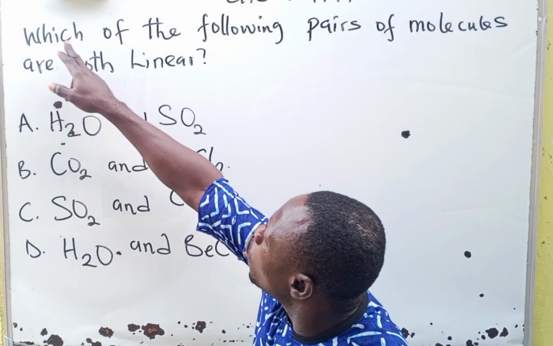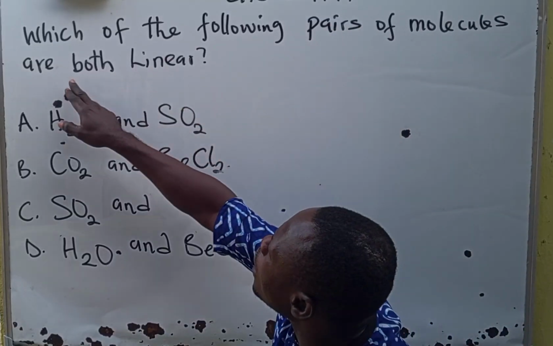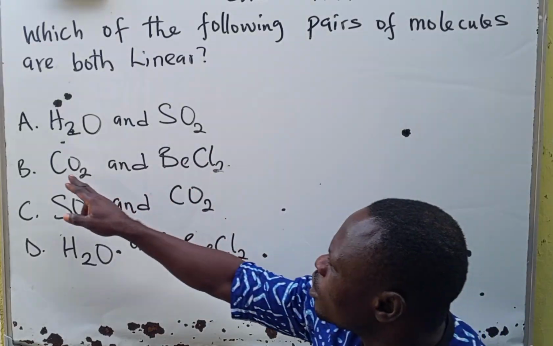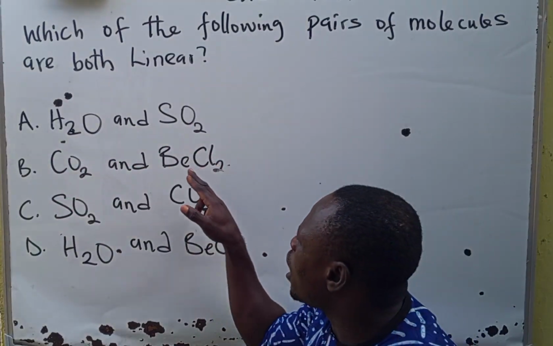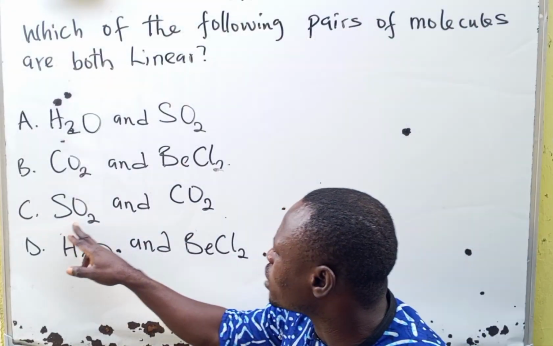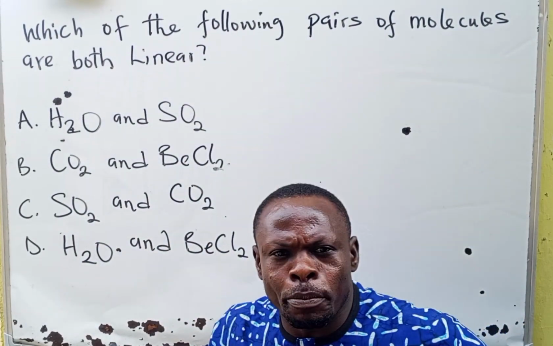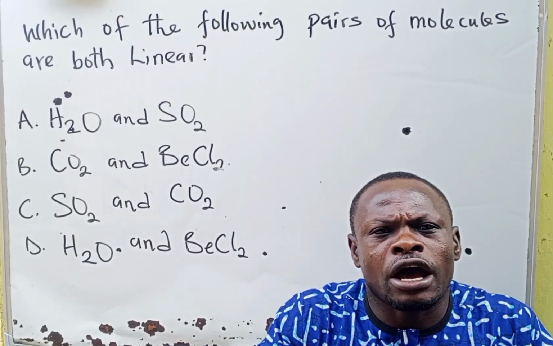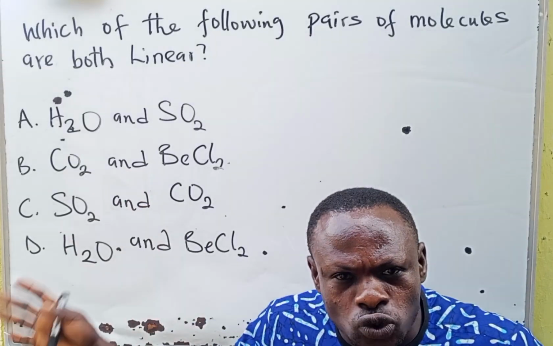Now let's take a look at this question. This question is saying, which of the following pairs of molecules are both linear? We are given different options here: water and sulfur dioxide, carbon dioxide and beryllium chloride, sulfur dioxide and carbon dioxide, and so on. Now, the shape of a molecule can be linear, bent, planar, and so on.